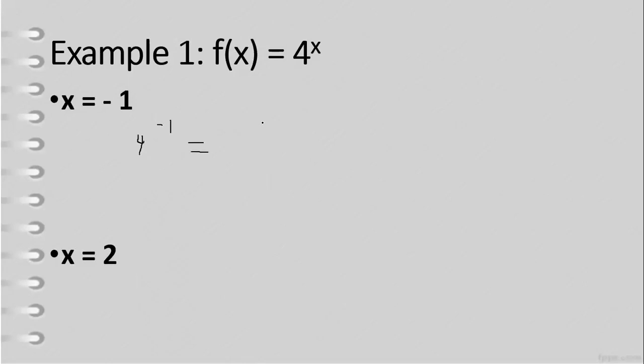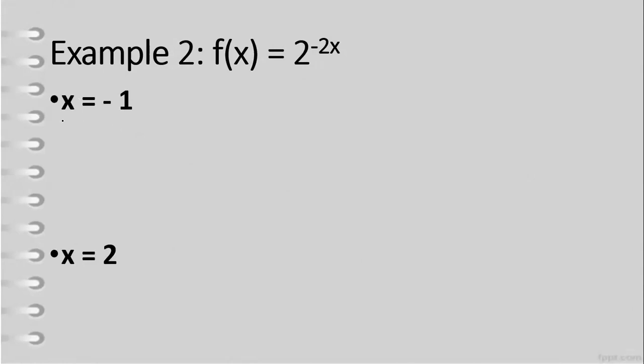4 raised to negative 1, we have the inverse, which is 1/4. Then our x is 2. 4 raised to 2, or 4 squared, we got 16. Okay, 1/4 and 16. Example number 2, f of x is equal to 2 raised to negative 2x.